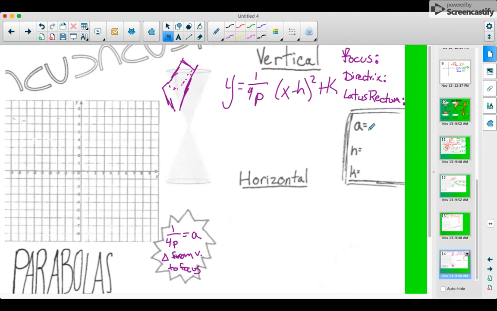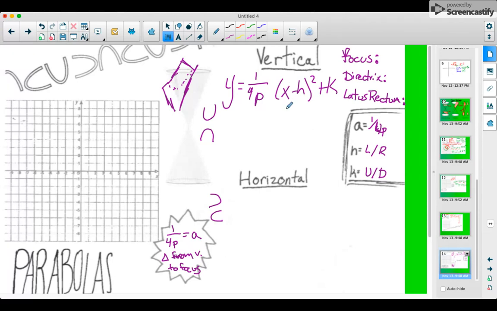Now, a still behaves the same way. It's just, for this chapter, we're going to reference it as 1 over 4p. It's still stretch or shrink, it's just written a little different way. H still tells us whether the graph moves left or right. K still tells us whether the graph moves up or down. But we're not just talking about vertical parabolas anymore. We're also going to have a horizontal parabola, meaning rather than having our parabola sit upright like this or like this, we can now have parabolas that go like this or like this.